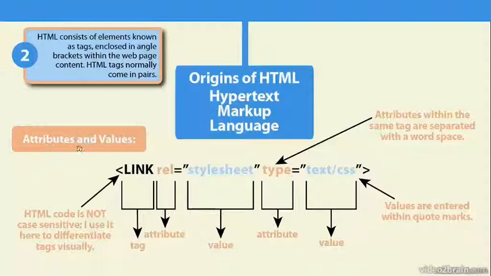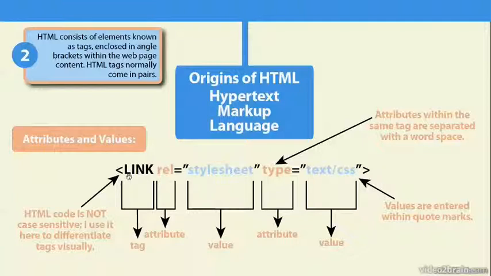We also have things called attributes and values. So you can see here I've got the link tag within the angle brackets, but I've also put things called attributes and values in here. An attribute is an option for that tag, and then the value tells you which option we used. HTML code is not case sensitive, by the way. I use caps here to differentiate tags visually. For example, some hand coders like to make the actual tag name caps and use lowercase for the rest of it. Now, you're typically not going to be writing all your own code. You'll be using a program like Dreamweaver, but it is good to understand if you need to go in and look at the source code and get an understanding of what all these things mean.